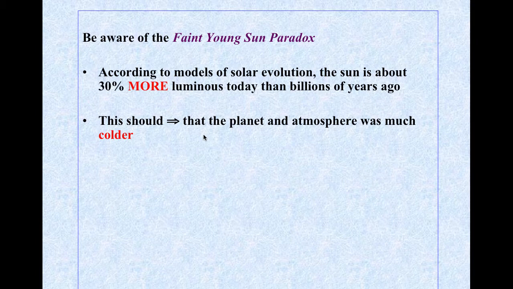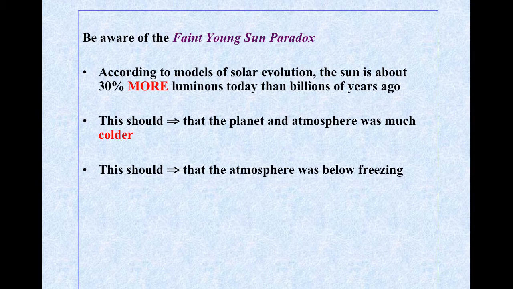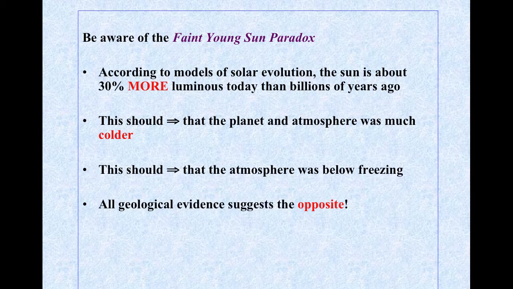And as a matter of fact, it might have been, according to the solar model, cold enough for water to freeze out. So you couldn't have any liquid water components. So the atmosphere would have been below freezing. On the other hand, all the geological evidence, or at least most of the geological evidence, suggests that the opposite was true, that in fact for most of the history of our atmosphere it's been warmer than it is today. And that's why we call this the faint young sun paradox.